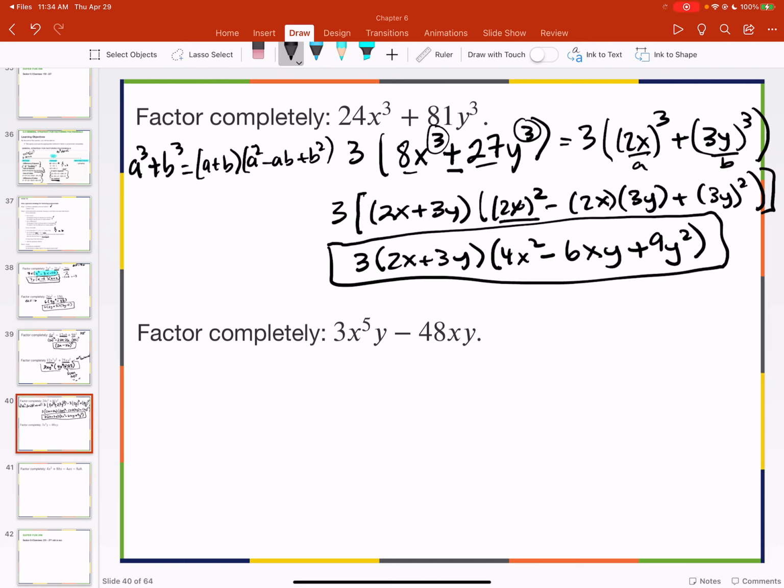Not too terrible. Let's go ahead and do another one. We have here 3x to the fifth power y minus 48xy. The GCF is 3xy, leaving us with x to the fourth power minus, and then 48 divided by 3 is 16.